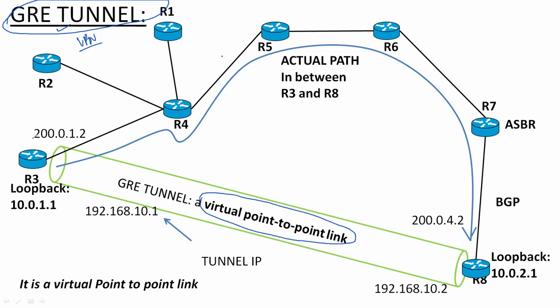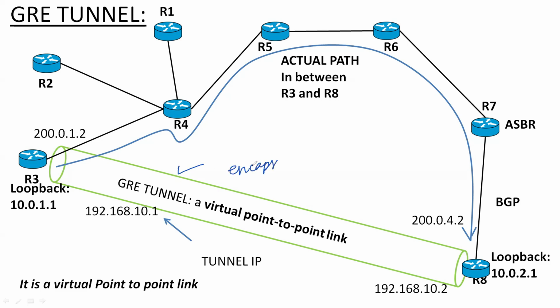Let us assume this is our actual network, in which R3 is connected to R8 via a link just like this. There can be multiple paths in reaching from R3 to R8. What we do is create a GRE tunnel, a point-to-point virtual tunnel between R3 and R8 using the intermediate networks. This tunnel will behave like a direct link between R3 and R8, and that is done with the help of some encapsulation method.